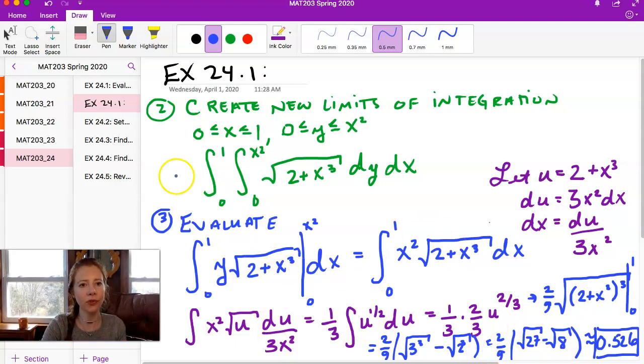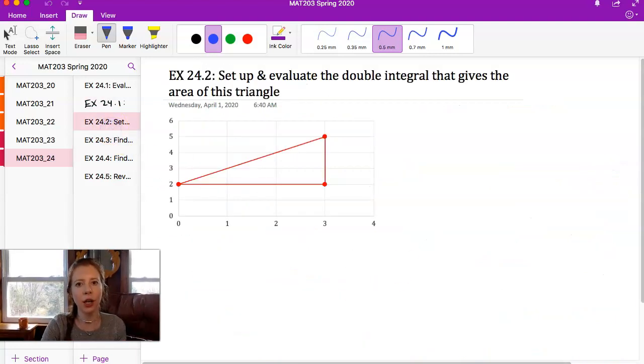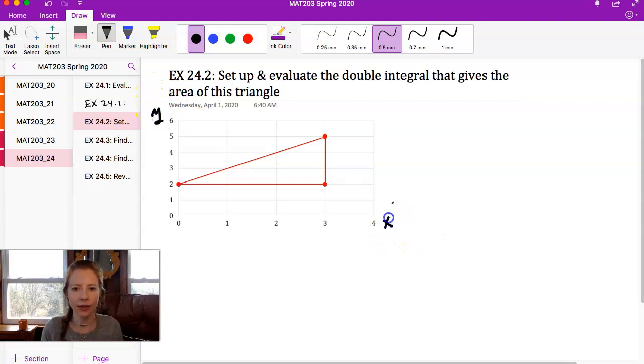Okay, moving on to our next exercise. We are going to set up and evaluate the double integral that gives us the area of this triangle. All right, now let's just keep track of what we have going on here. This would be y, this will be x. We know some coordinates. This is 0, 2. This point over here is 3, 2. And up here we have 3, 5.